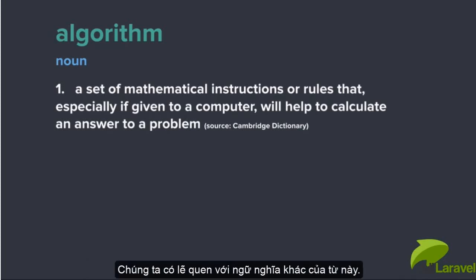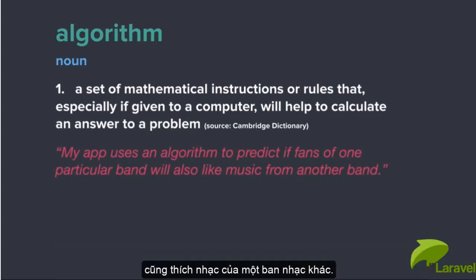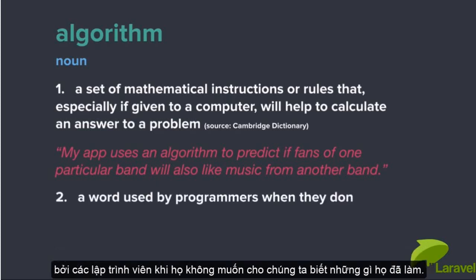You know, the thing is, you and I are probably more familiar with a different usage of this word, right? Having heard sentences like, my app uses an algorithm to predict if fans of one particular band will also like music from another band. So it's perfectly understandable that most people think that the word algorithm is actually a word used by programmers when they don't want to explain what they did.